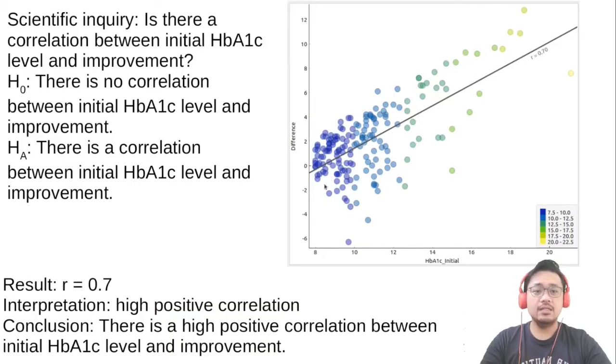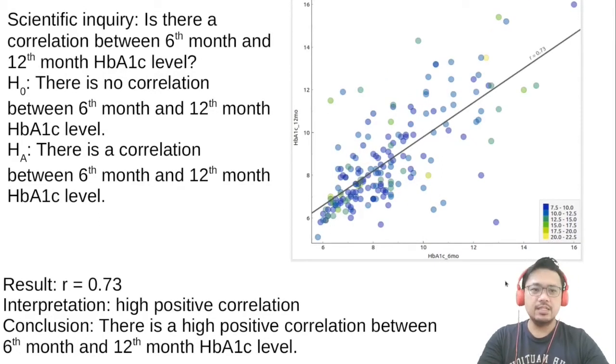Here in our scatter plot, it is very logical that there is a big correlation because one of the components of difference is the initial HbA1c level. You can see the regression line going upwards. The resulting coefficient is 0.7, which means that there is a high positive correlation. We can conclude that there is a high positive correlation between initial HbA1c level and improvement.